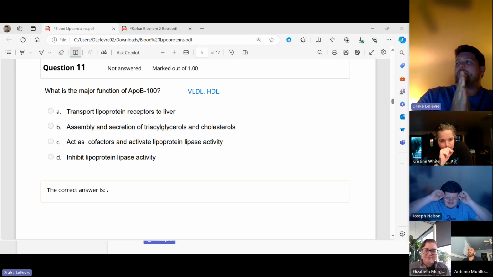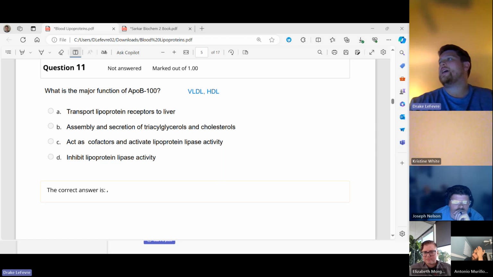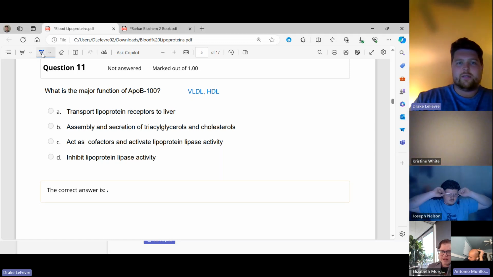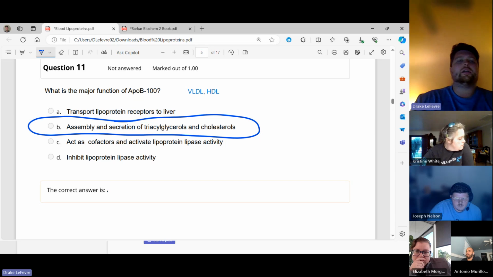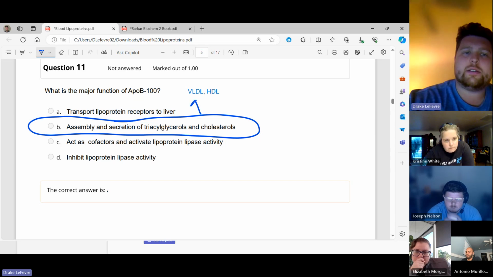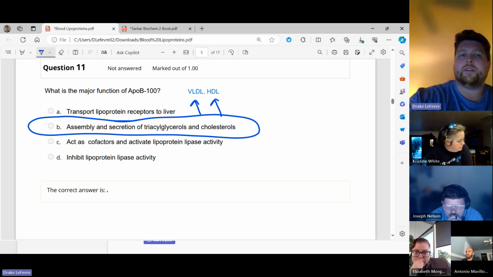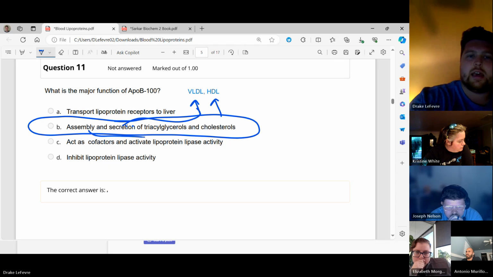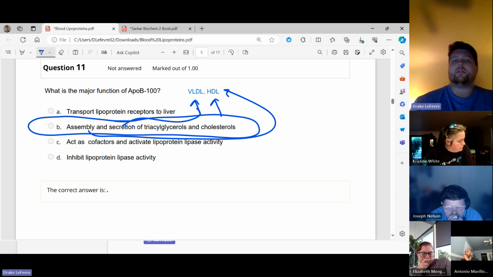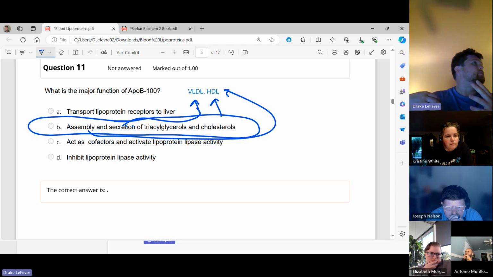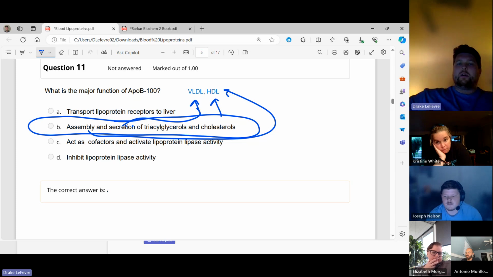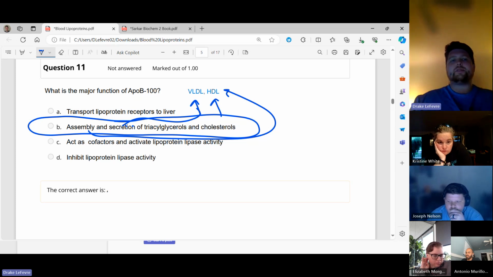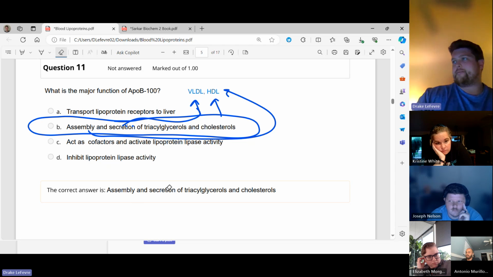What is the major function of ApoB100? It's in our VLDLs and it's in our HDLs. The main function of this guy is going to be the assembly and secretion of triacylglycerols and cholesterols. If we know it's in the VLDL and the HDL, that makes a lot of sense. VLDL is a little bit more on the secretion side, and HDL more on the assembly side. Because the VLDLs, if we have a whole bunch of them put together as we're coming back through, we can try and drop those off. With the HDLs, we're going to be picking them back up. So assembling them, secreting them, both of those factors. We okay with that?